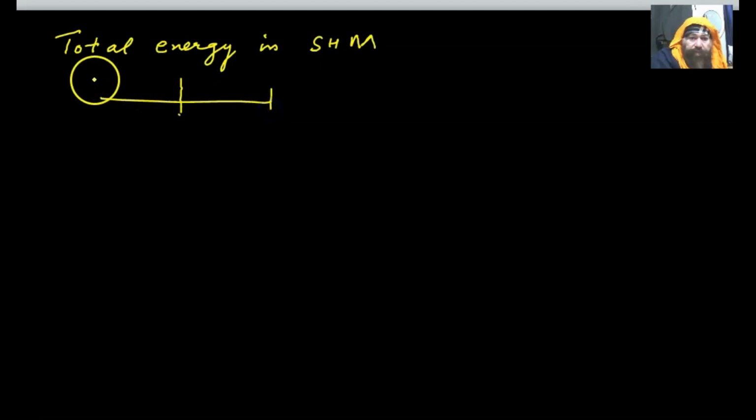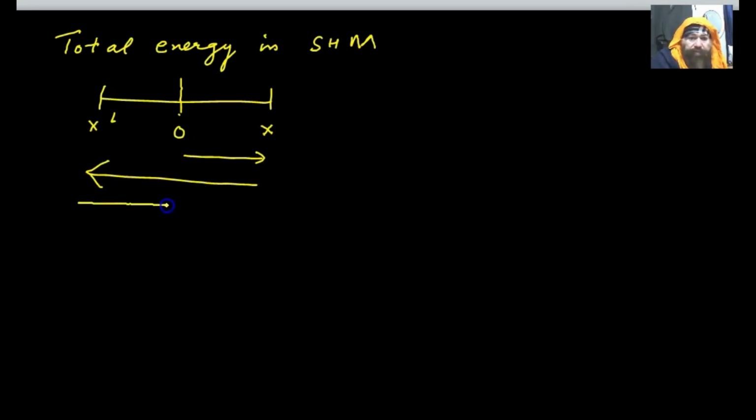Today's article is total energy in SHM. SHM means simple harmonic motion. And what is simple harmonic motion? The body goes from the mean position to an extreme, then to the other extreme, and then back to the mean. From here to here, then x to x dash to 0. That is called simple harmonic motion.